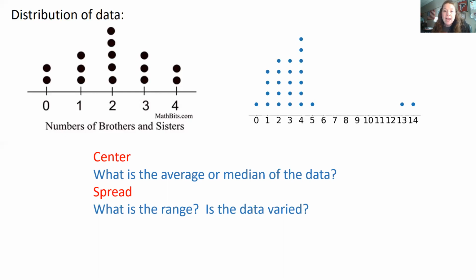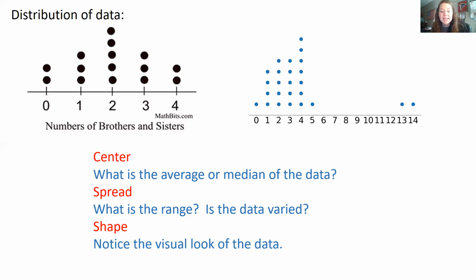However, the one on the right, if I wanted to find the range, I would say the range is 14 minus 0, which is 14. So that's a bigger range because the data is so much more spread out than the one on the left. And then we did talk about the shape. The one on the left is very symmetric. It has what we call a bell shape. The data on the right, we would say it's skewed right.